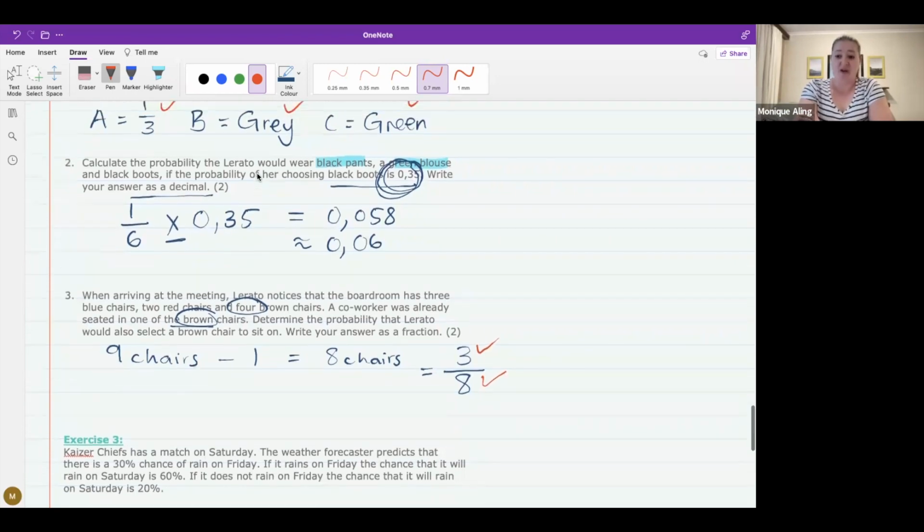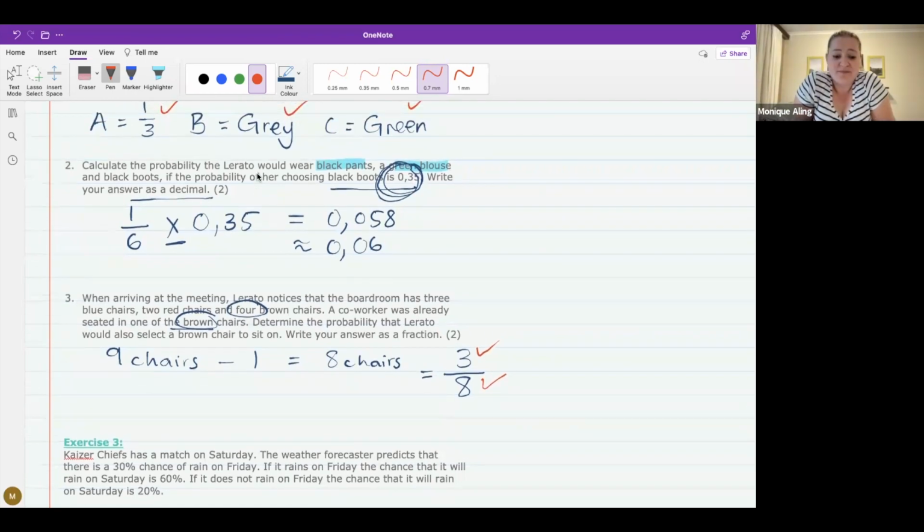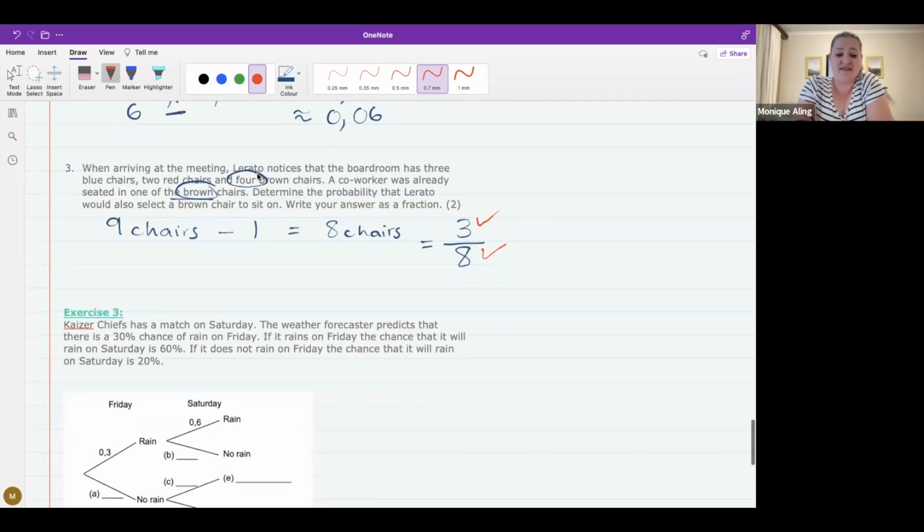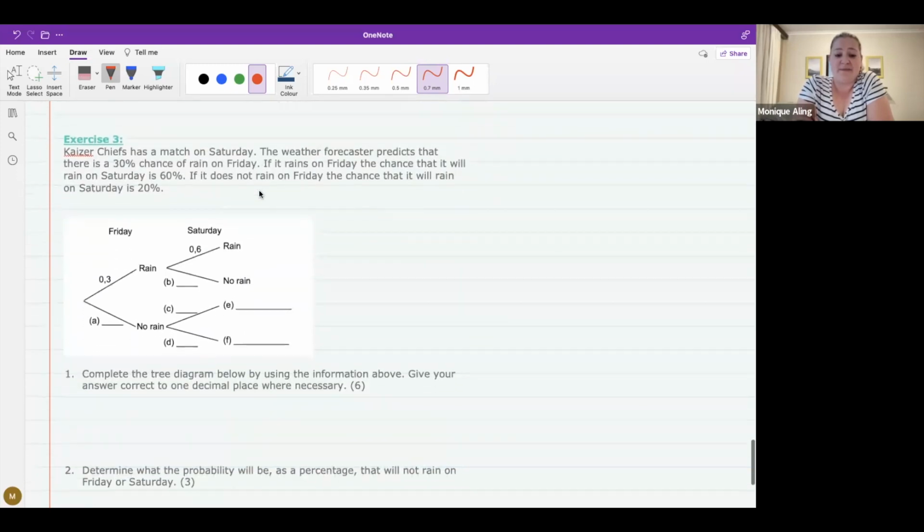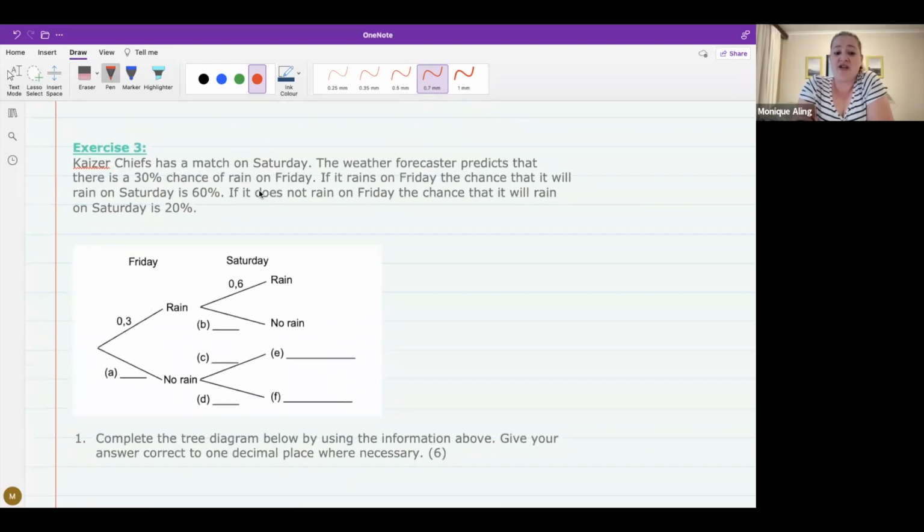Okay, so now I'm going to show you guys another question, another way that a tree diagram can be asked. So it's a little bit different. Don't freak out just yet. We're used to seeing fractions next to our little branches. Now this time it's just in decimal form. So nothing different, it's just in decimal form.